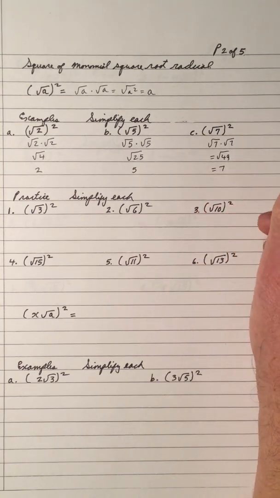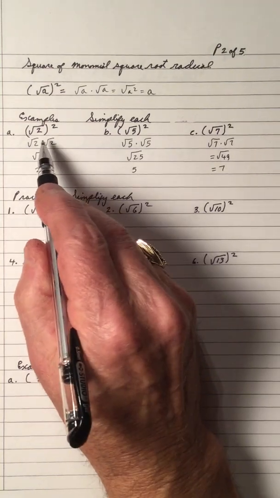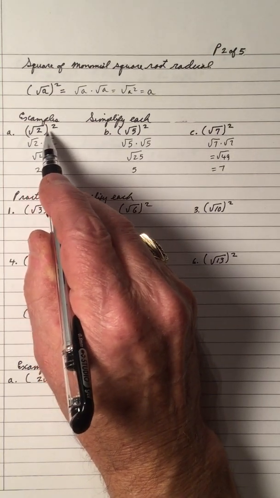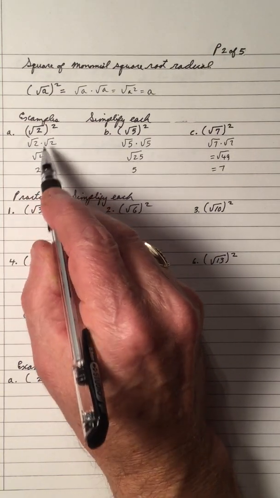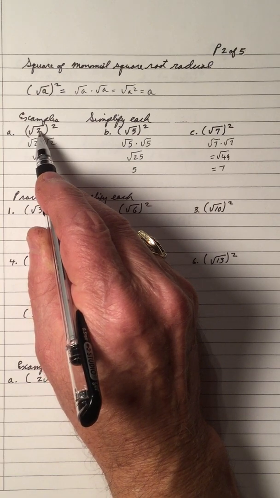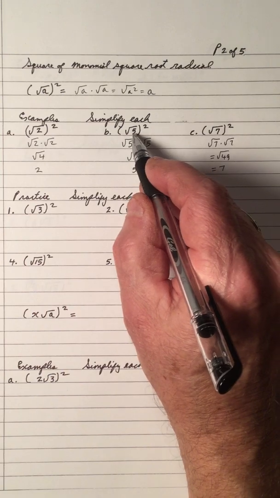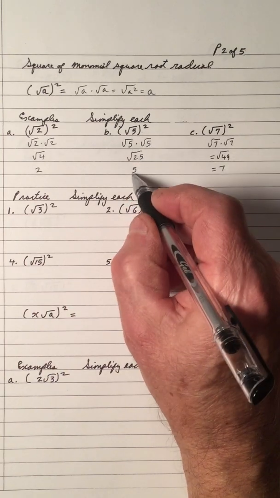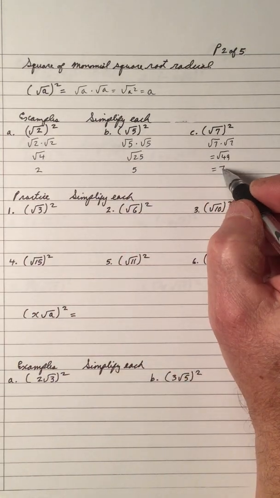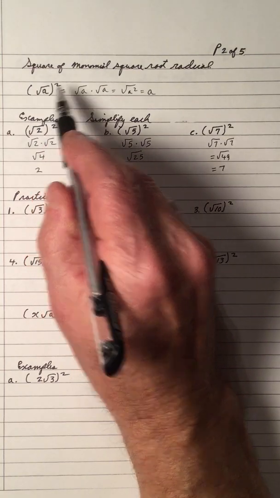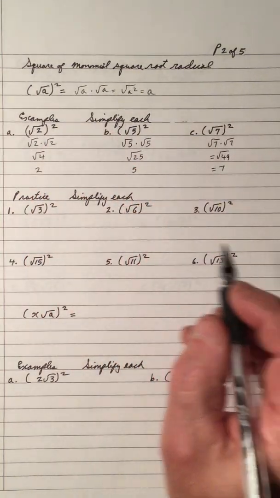So you'll notice if you take a radical and square it, the radicand underneath the root is the answer. So the square root of 5 squared is 5. The square root of 7 squared is 7. So the square root of a squared is an a.